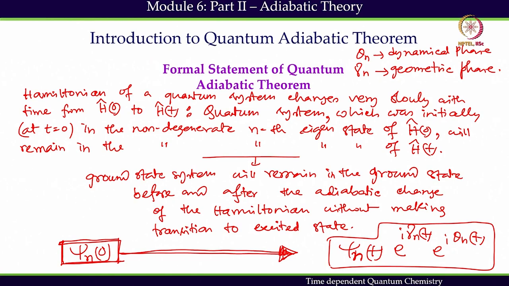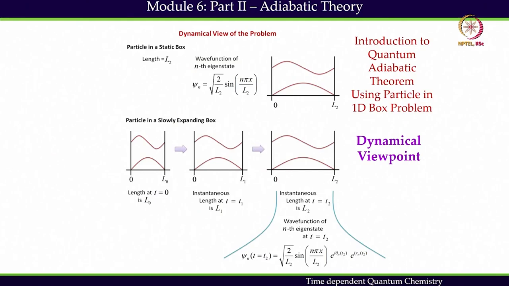So, this is the summary of the quantum adiabatic theory. At time t equals 0, the wave function of the particle is represented by psi n 0. At time t, immediately after the process is turned off, the wave function is psi n t, the stationary state wave function obtained from HT, but in addition I have an additional phase factor. This phase factor is accumulated due to this adiabatic change of the process.